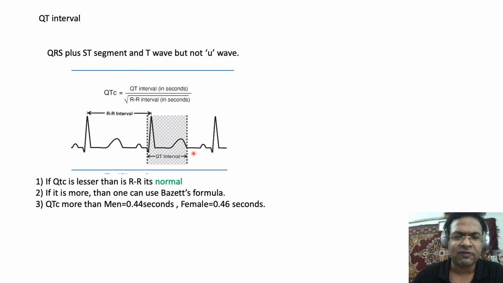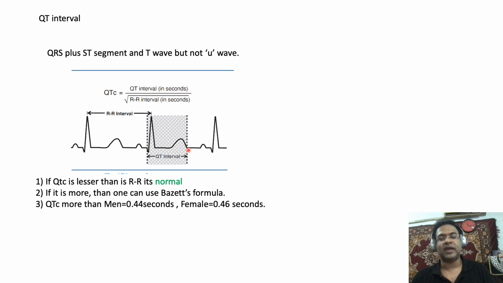How do you calculate QT? Very simple. You count the number of small squares from the beginning of QRS till the end of the T wave, and also count the number of small squares from one R wave to another R wave. Now that number of small squares is multiplied by 0.04. Suppose you have 10 small squares between two RR. So 10 into 0.04 will be 0.4, and the square root of 0.4 you can find out somewhere around 0.63.